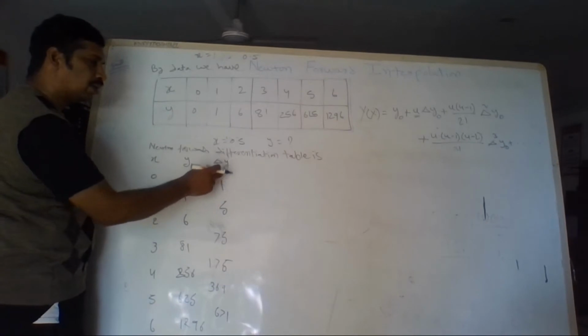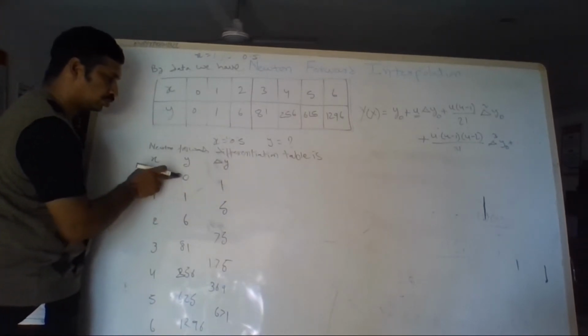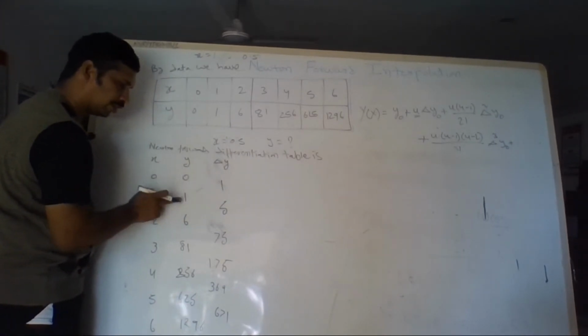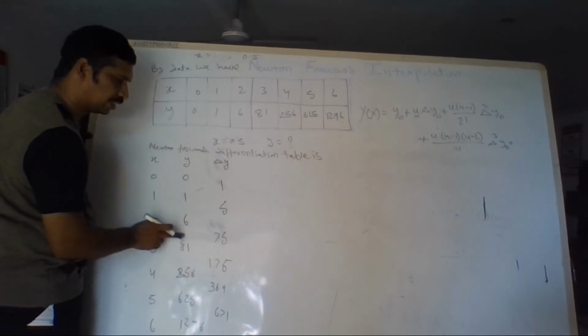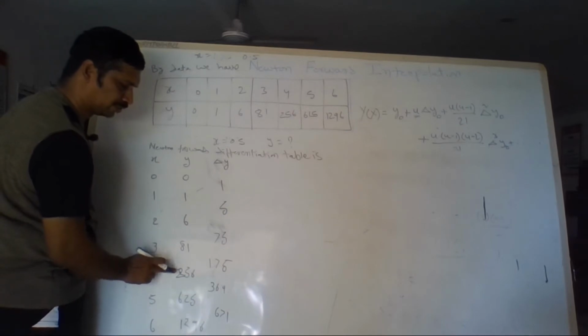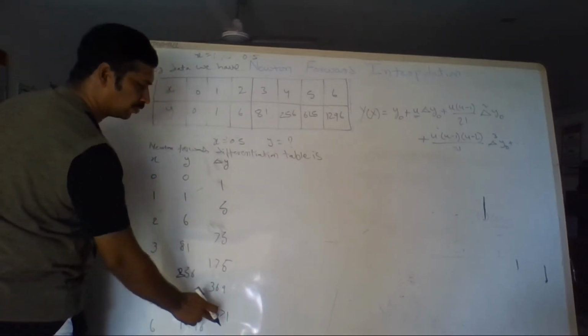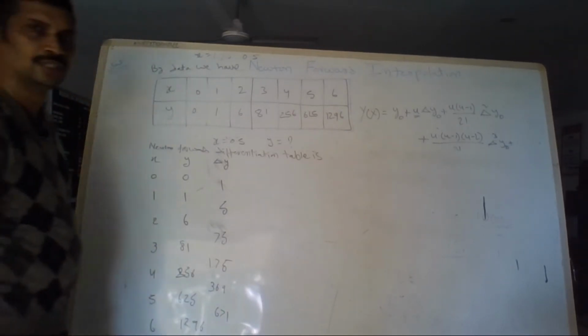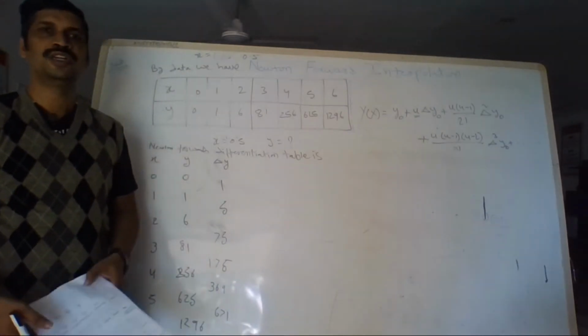The values of delta y we will write in the middle of the two y values: 1 in the middle of 0 and 1, 5 in the middle of 1 and 6, 75 in the middle of 6 and 81, then 256 minus 81, 625 minus 256, and 1296 minus 625 is 671. These are the values of delta y.